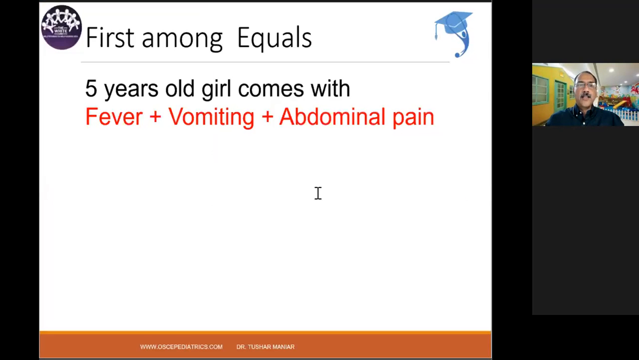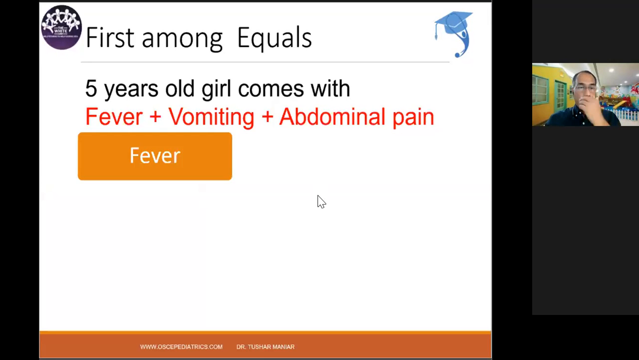So let's take an example of a 5-year-old girl who comes with fever, vomiting, and abdominal pain. Now, suppose fever was the most important complaint. Can you tell me what likely situations you would be encountering? You can answer in your chat box. You can even unmute yourself and speak.